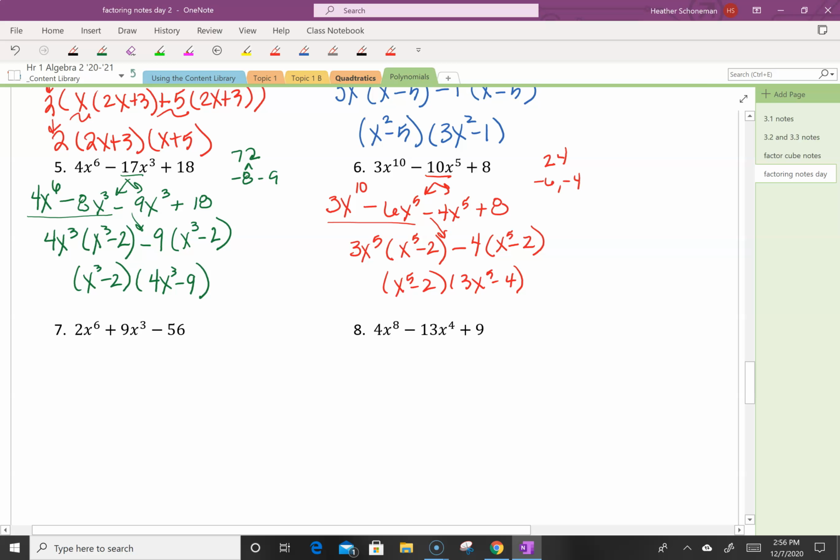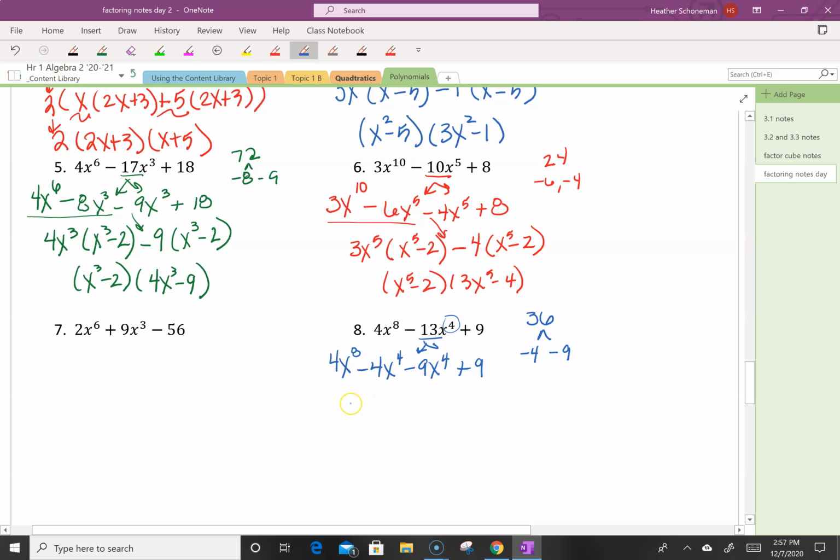Okay, I lied. We're going to do one more. We're going to do number 8. So no greatest common factor. 4 times 9 is 36. Now I need two numbers that multiply to 36 and add to negative 13, which would be negative 4 and negative 9. So now when I rewrite this, I have 4x to the 8. Split this one, so I have negative 4x to the 4th, because remember the exponent's got to match, minus 9x to the 4th plus 9.